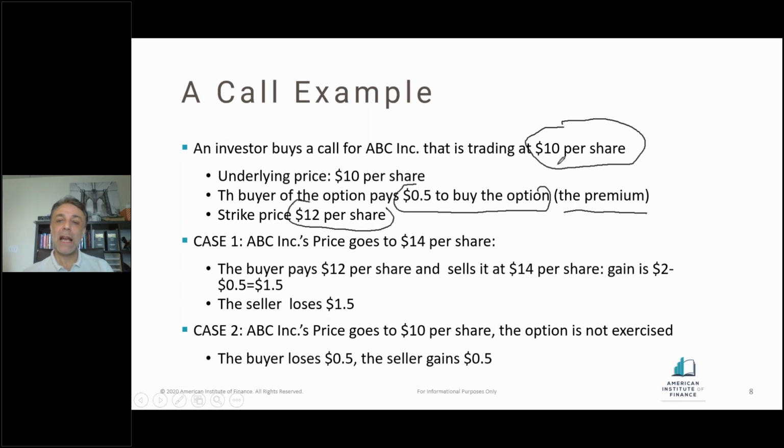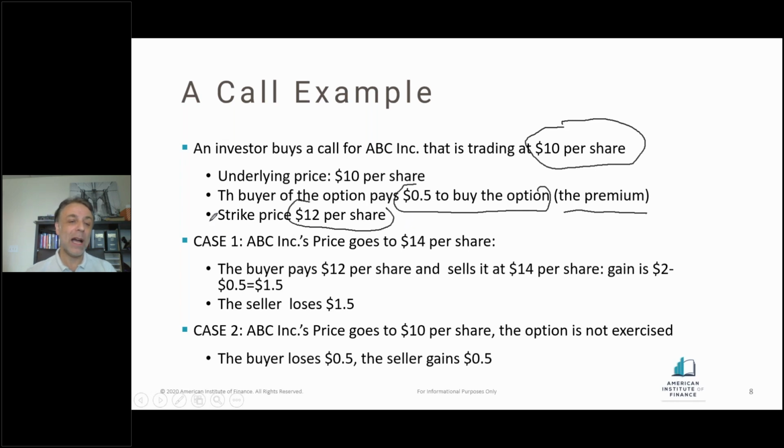So again, right now the stock is trading at 10. You buy this call. You pay 50 cents for it, and the contract, the call option, gives you the right to buy the underlying stock at $12 per share. You might say, well, that doesn't sound very smart. If the stock is trading at 10, why would I want to buy it at 12? Well, that's the point. Let's say that now the price is going to move.